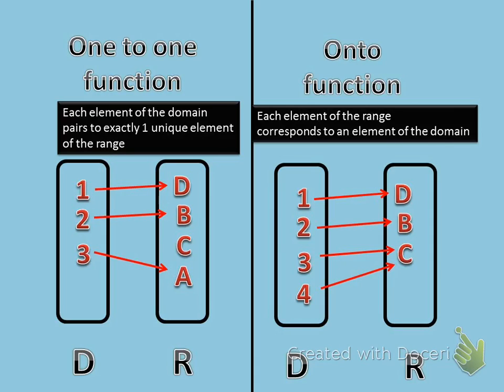Going the other way, 3 and 4 each go with C, which is the same. It's not unique, which is why the right side isn't 1 to 1. Okay, see that? It's onto because every y has an x. That's basically what onto means. Every y has an x.